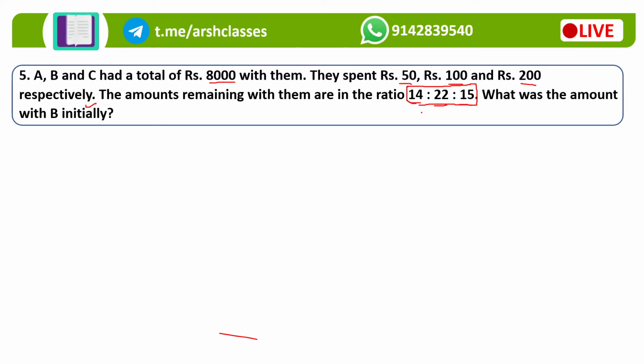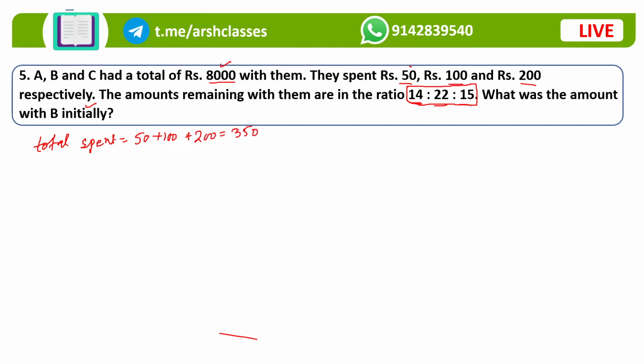So if I ask you a simple question, what will be the total if we add these two ratios? Will it be equal to 8,000 or less than 8,000? Definitely you will say it will be less than 8,000. Why? Because we spent this much. So in total, how much did all three persons spend combined? You can say this is 50 plus 100 plus 200. That means we spent a total of 350.